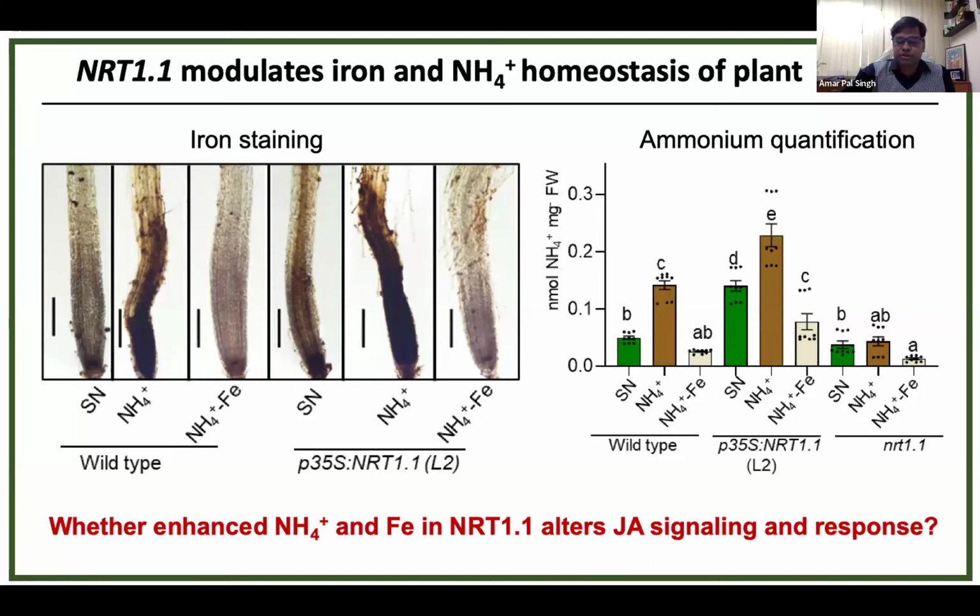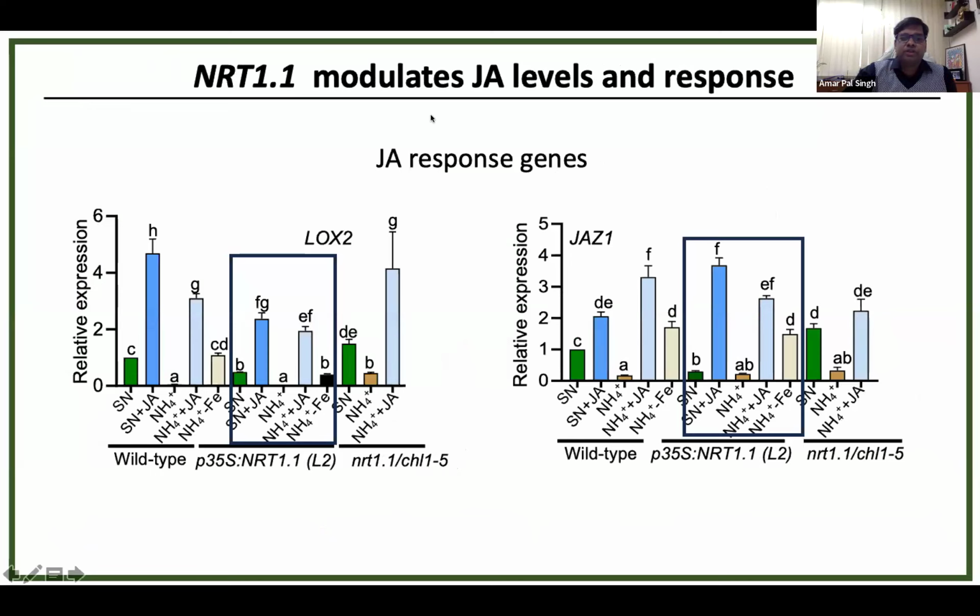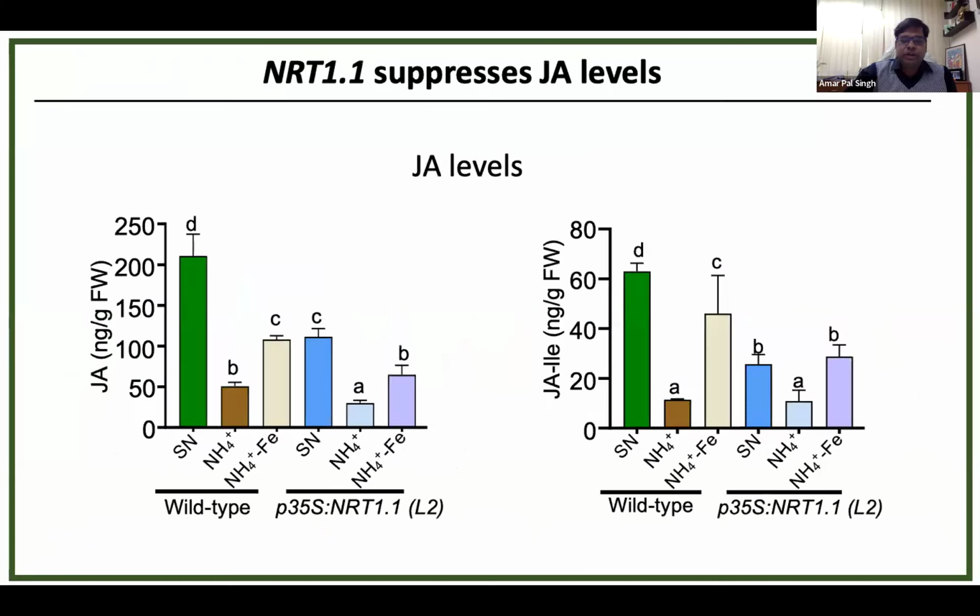So how is this happening? For this, first we tested the JA response genes, and we can see the overexpression of NRT 1.1 leads to partial suppression of the JA biosynthesis genes, and the negative regulators are differentially regulated. And if this is the case, then what happens to the JA levels in this plant? So we can see both JA and JA-isoleucine are reduced in the overexpression line. However, the low iron was partially able to recover them.